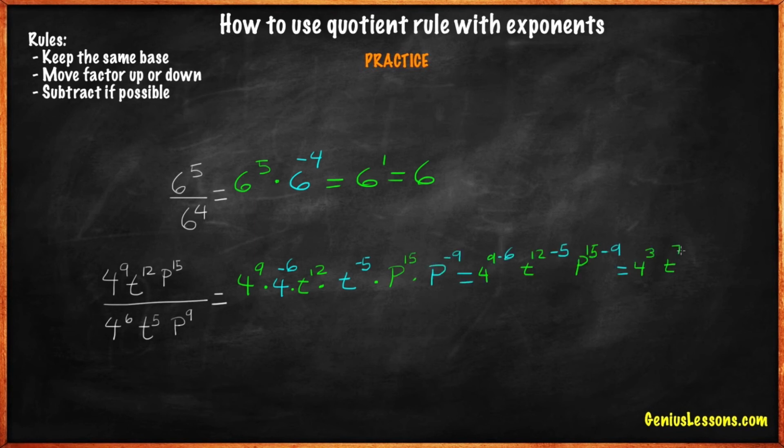power times t to the 7th power times p to the 6th power equals 64 times t to the 7th power times p to the 6th power.